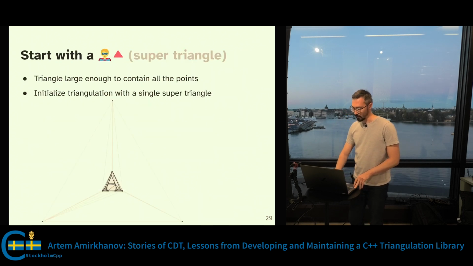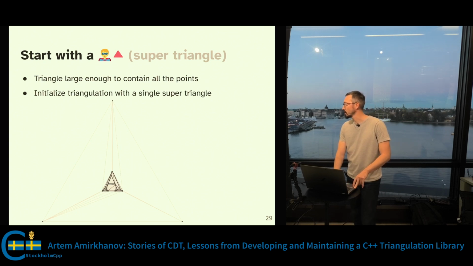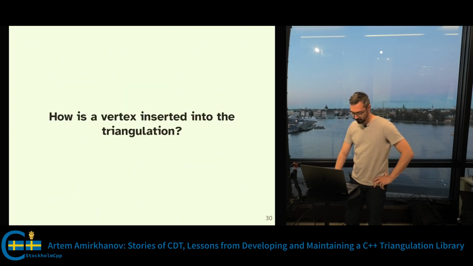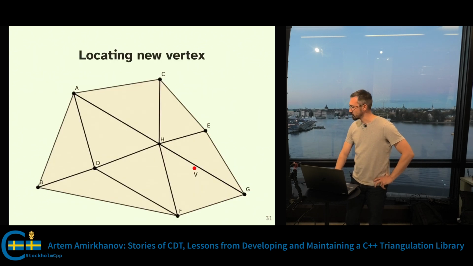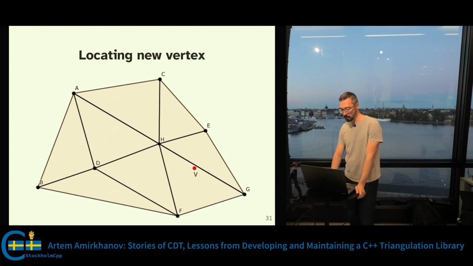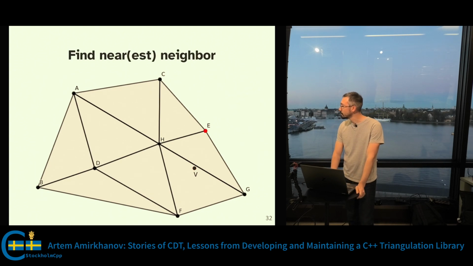The super triangle is basically a fancy name for a very large triangle. It should be large enough to contain all the points of the triangulation. That's how it looks in this case of A. Then you start inserting vertices. So let's say we want to insert vertex V in this triangulation. First thing you want to do is to find a near, or ideally the nearest, neighbor in the triangulation.